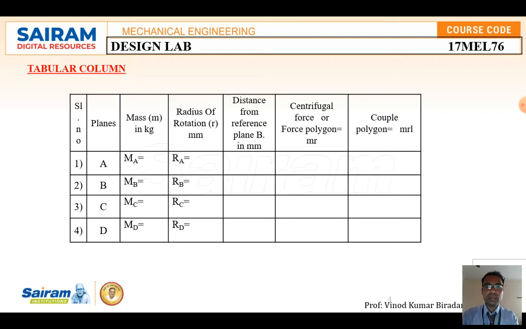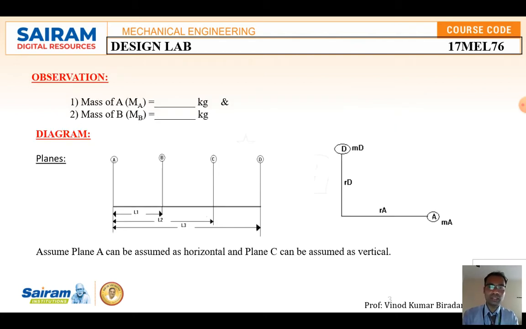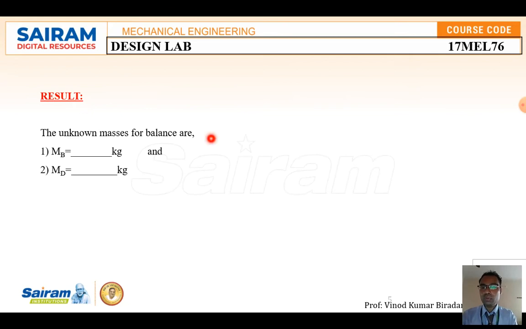You note these down here. Centrifugal force is also called the force polygon, M into R. If you multiply this into this, you get this. And the couple polygon is nothing but M into R into L. You multiply all of them and get it here. Finally, you need to calculate the unknown masses B and D. Those masses you fix in the balancing, and then the whole vibration is going to reduce.